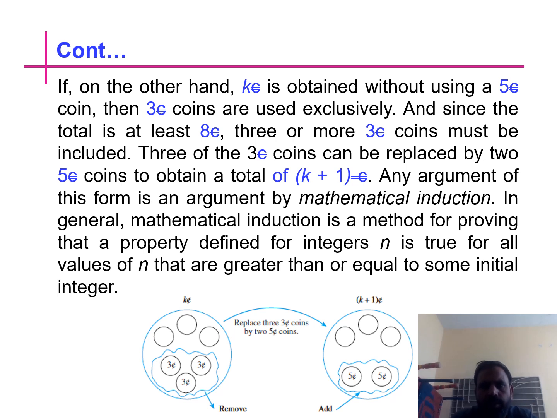If, on the other hand, k is obtained without using 5 coins and 3 coins are used exclusively, and since the total is at least 8, three or more 3 coins must be included. Three 3 coins can be replaced by two 5 coins to obtain a total of k plus 1 coins. Any argument of this form is an argument by mathematical induction.